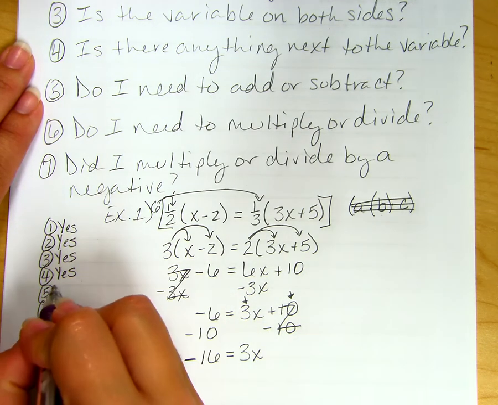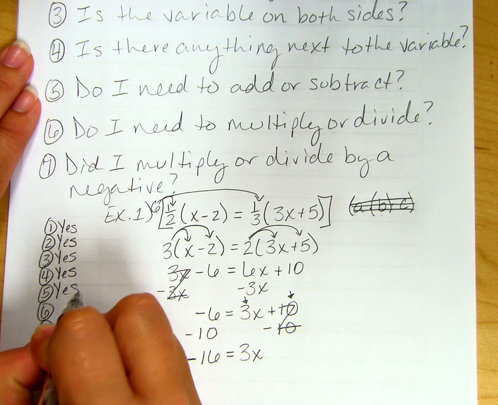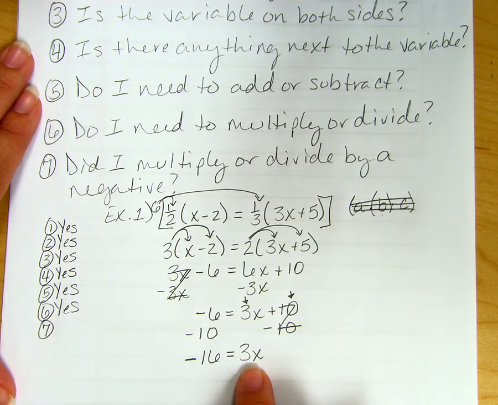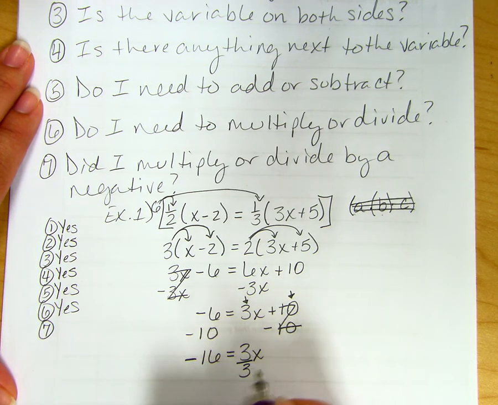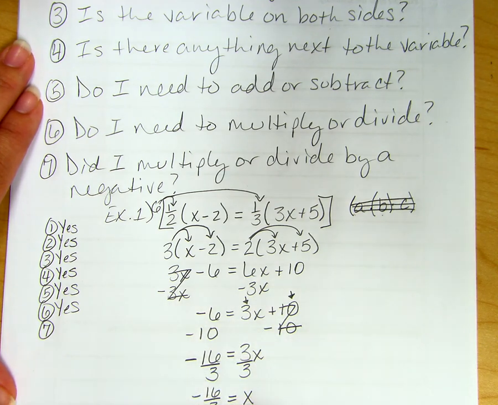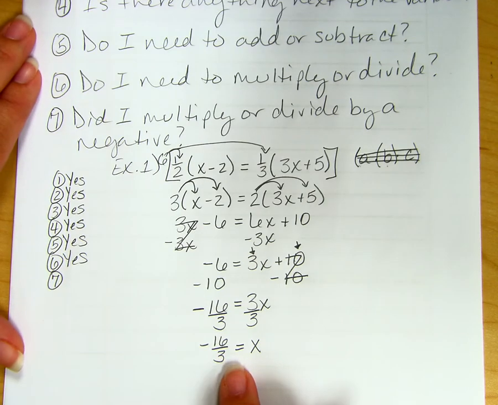My next question, number 6, says, do I need to multiply or divide? And the answer is yes, because I have this number in front of x. Anytime you write a number in front of x, the operation that's being performed there is multiplication, so I need to divide to get rid of it. So I'm going to divide both sides by 3. And I get x equals negative 16 over 3. Now, you can make this a mixed number, but I prefer improper fractions, so we're going to leave it that way. We cannot reduce it because 16 is not evenly divisible by 3.